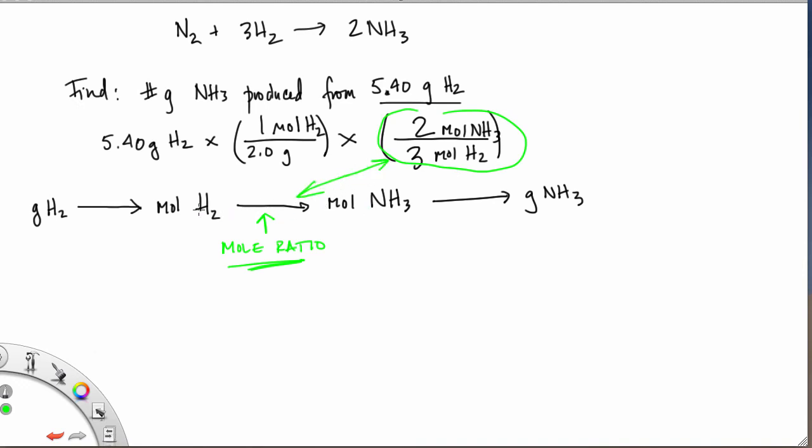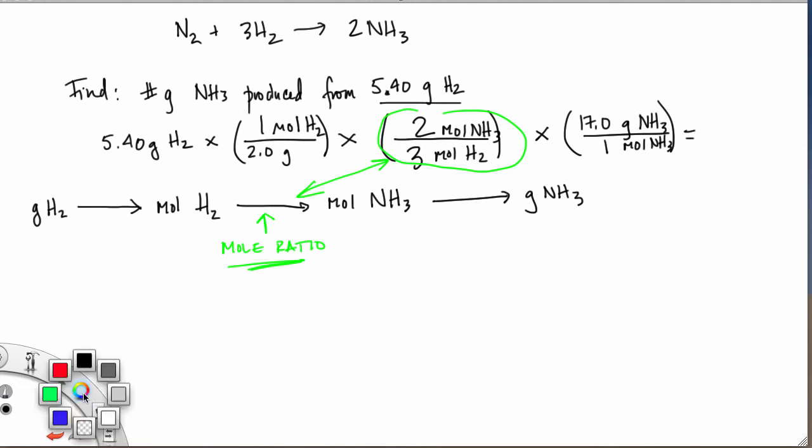Okay, I've converted now from hydrogen to ammonia. Now that I'm in moles of ammonia, I can go to grams of ammonia. So I have grams of ammonia now on the top of this conversion factor. I want moles of ammonia to cancel, so it goes on the bottom. There are 17.0 grams of ammonia in 1 mole. That is the molar mass of NH3. So my problem is now set up.